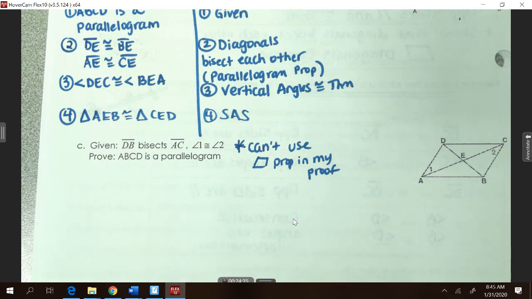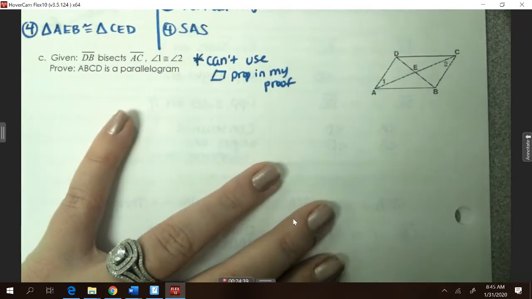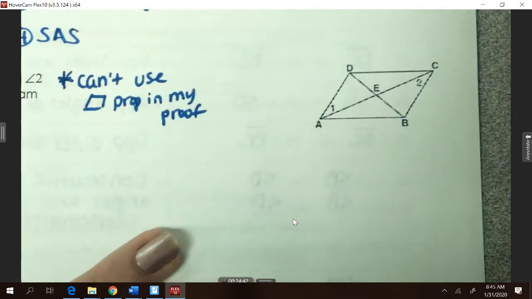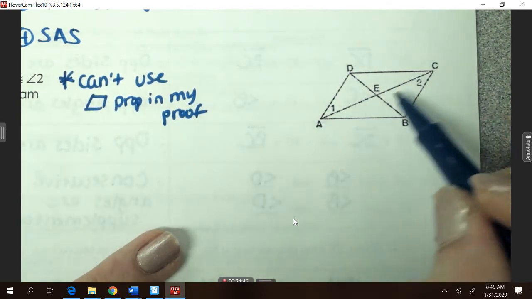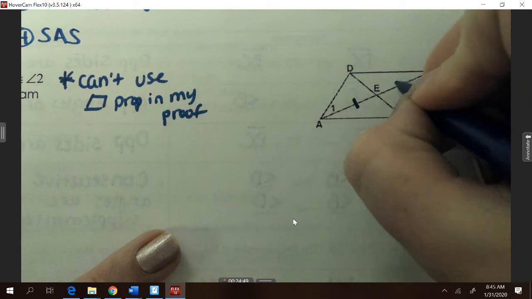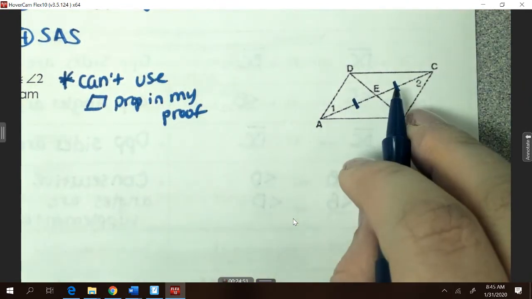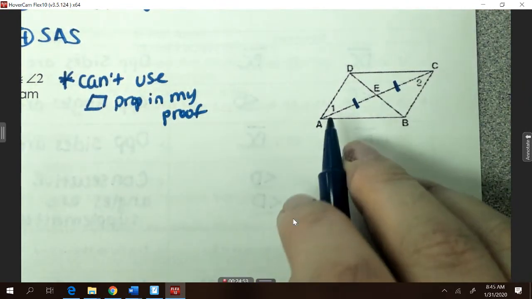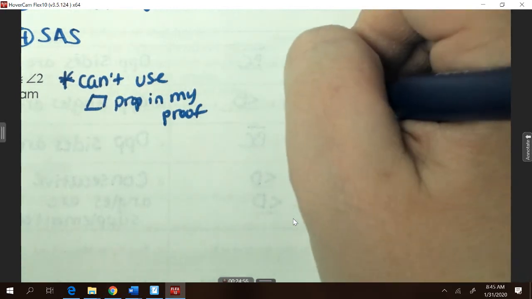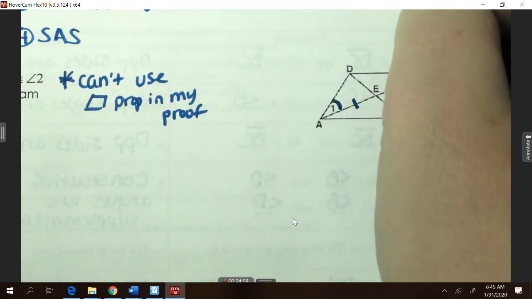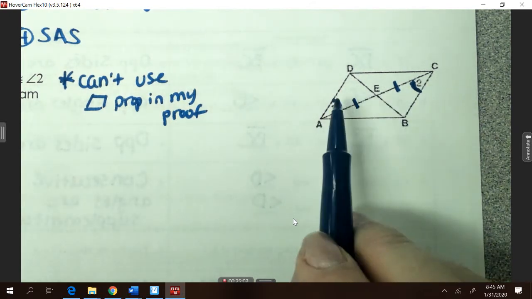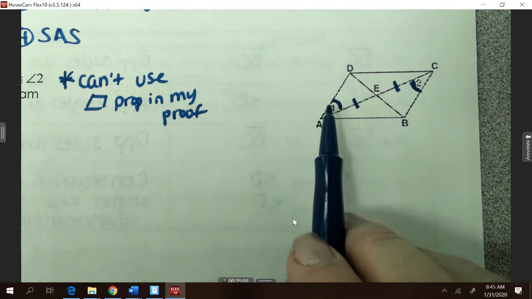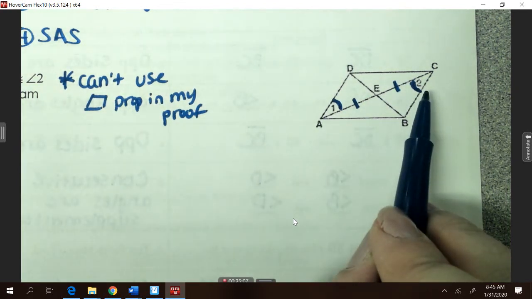Okay. So let's look at what we are given. We're given that DB bisects AC. So this segment DB bisects AC. So I know that it splits it into 2 equal parts. Okay, so that should be part of my proof. I also know that angle 1 is congruent to angle 2. That's what I'm given. Okay, so we are given that it's bisected, and we're given that angle 1 is congruent to angle 2.